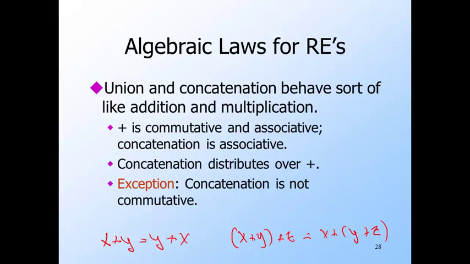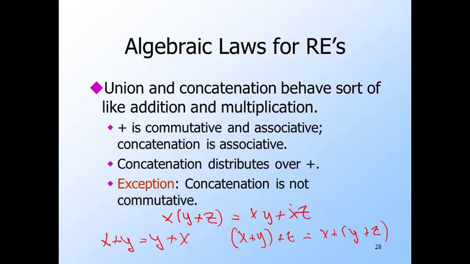Concatenation, like multiplication, is associative. Moreover, concatenation distributes over union just like multiplication distributes over addition. That is, x concatenated with y plus z equals xy plus xz. That is, x, y plus z equals xy plus xz. That's the distributive law.